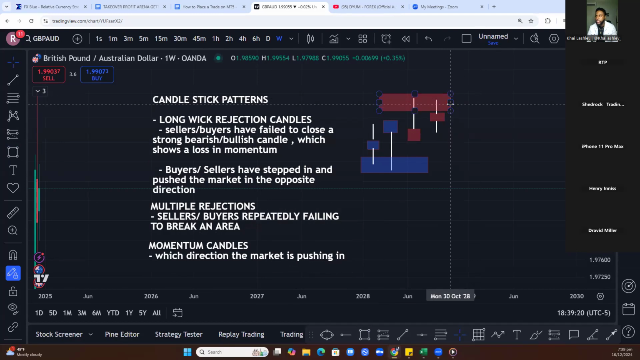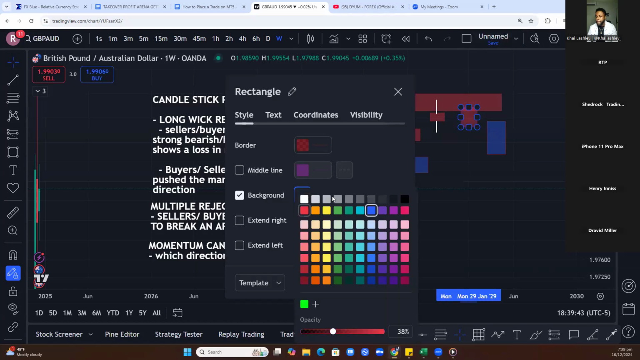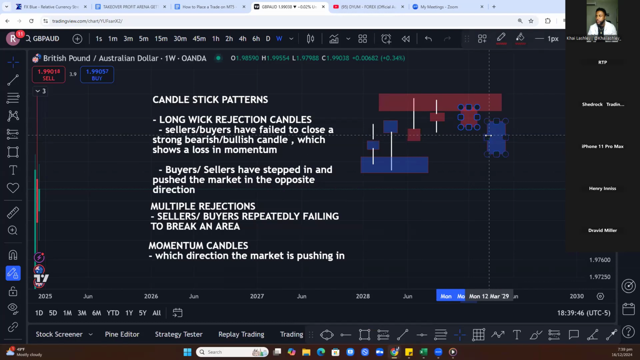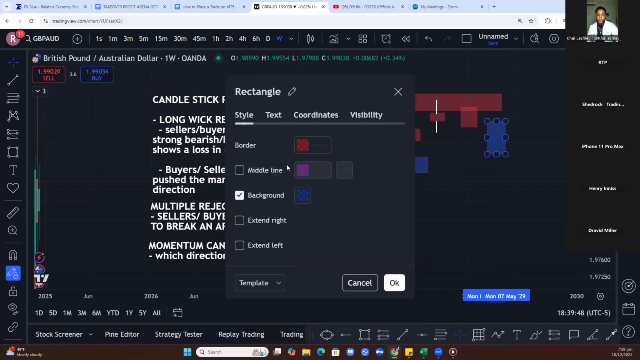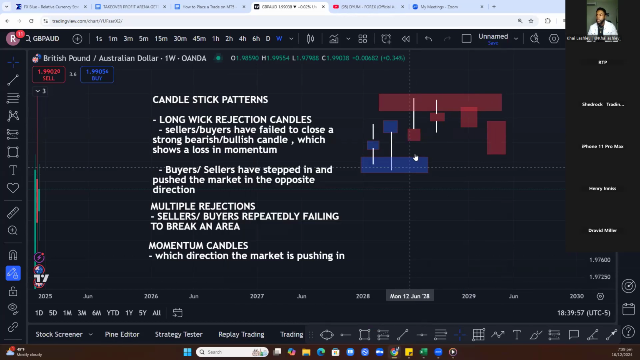Out of our supply zone, we may have one, two consecutive candles. So you may have two consecutive bearish candles out of a supply zone. That shows you momentum. Two consecutive candles out of a supply zone. Okay, two consecutive candles out of a demand zone.